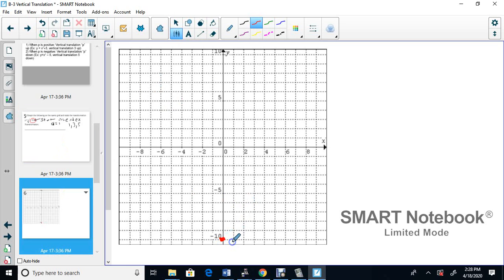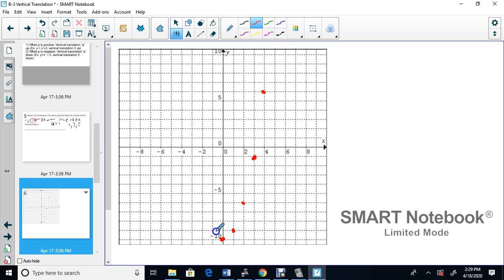Now we go over 1, up 1, just like before, but this time we start at negative 10 and not at 0. Then we go over 1 and up 3. Then over 1 and up 5. Okay, so 1, 3, 5, 7 is next. We can actually graph another one because we started so low. Go over 1, up 7. And we put a dot here.